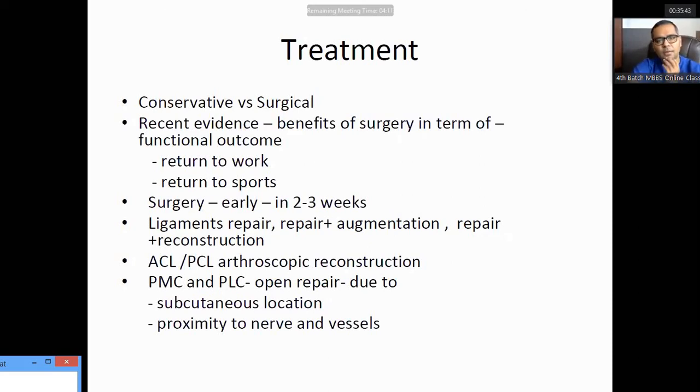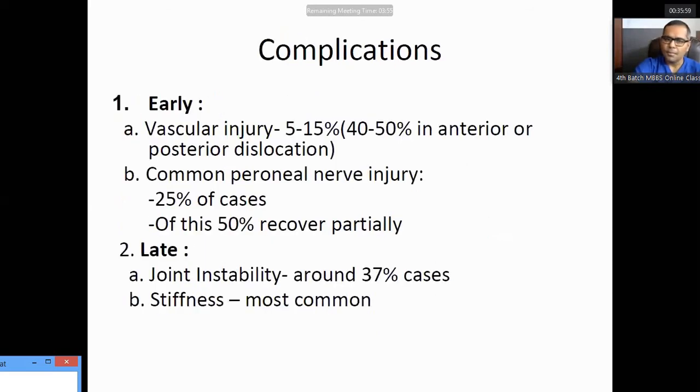Surgery usually done in 2 to 3 weeks. Ligament repair, augmentation, reconstruction. These are done after ACL, PCL. These are done these days arthroscopically. And the posterior and posterolateral corner, these are more superficial, so we can go for open repair. Complications: vascular injury in 5 to 15%, common peroneal nerve injury in 25% of the cases, late joint instability and stiffness.